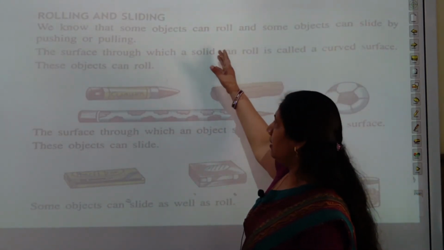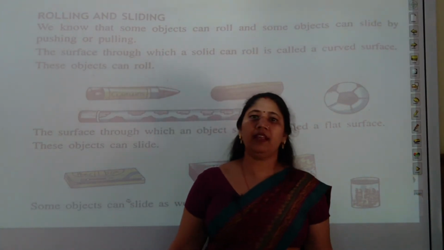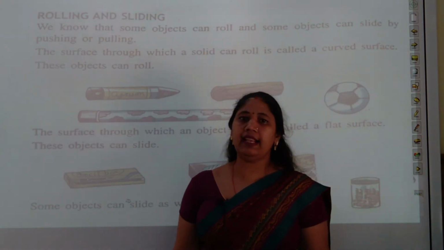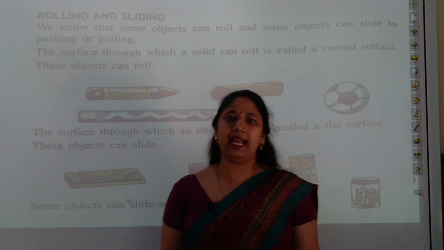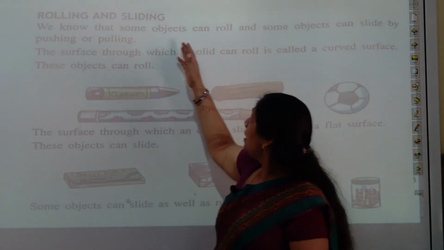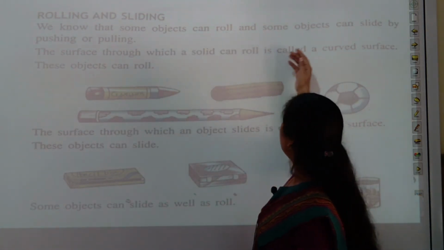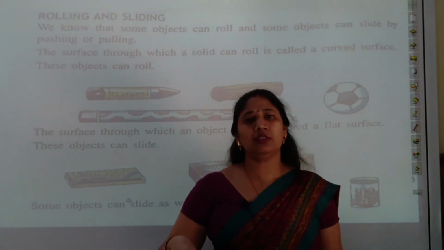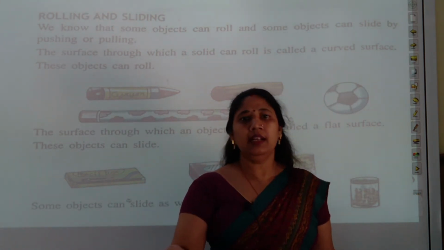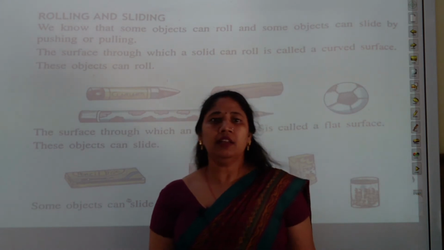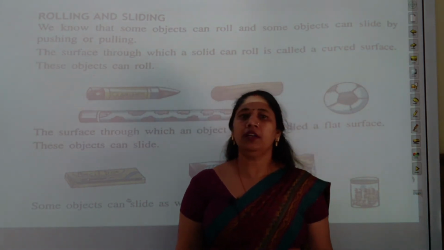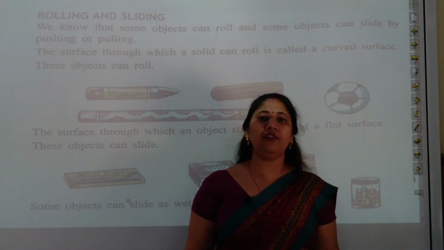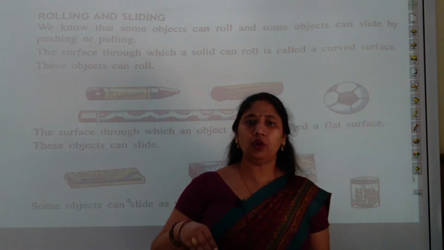Rolling and sliding. Well, students, sometimes we roll our pencil, so that is rolling. And when we slide our book, that is sliding. Some objects can roll and some objects can slide by pushing or pulling. When we push, some objects roll and some objects slide. So you have to pull your book. Is it roll or slide? It is sliding. And when we push your pencil, it is rolling.